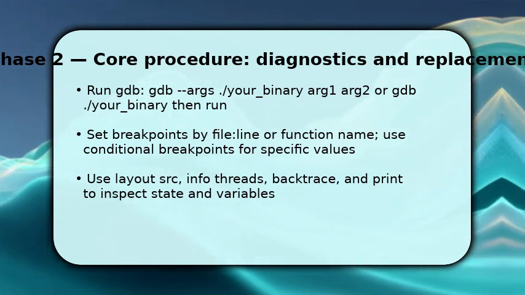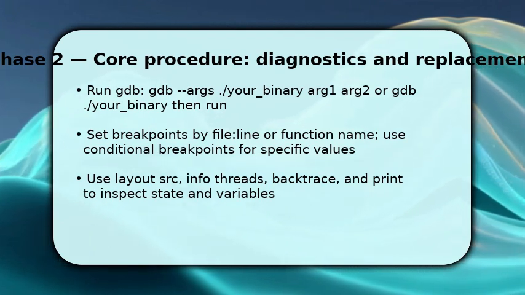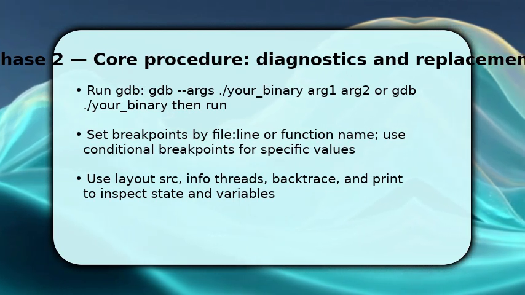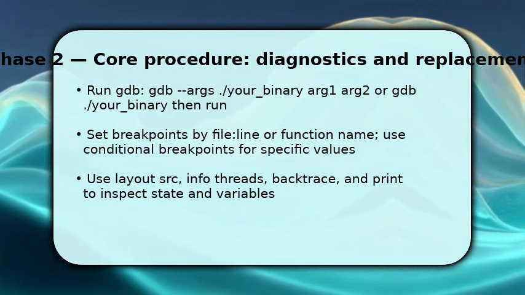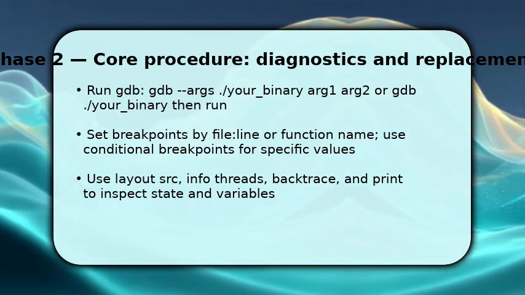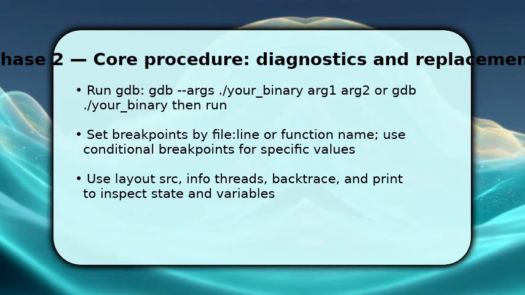Set breakpoints at files and lines or functions, and when necessary add conditions so you pause only on relevant cases. Once a breakpoint hits, use backtrace to see the call stack, info threads to pick the right thread, and print to examine variables. Make sure to step in, step over, and continue to navigate. This lets you isolate the faulty logic efficiently.